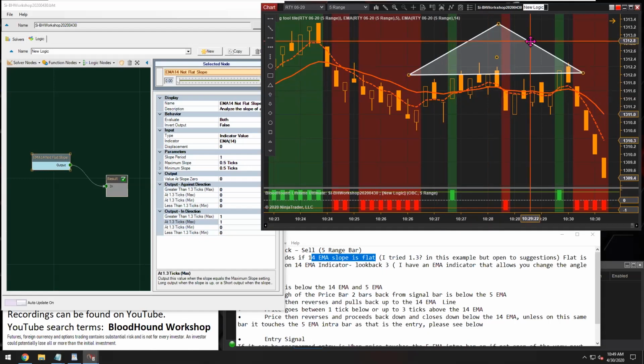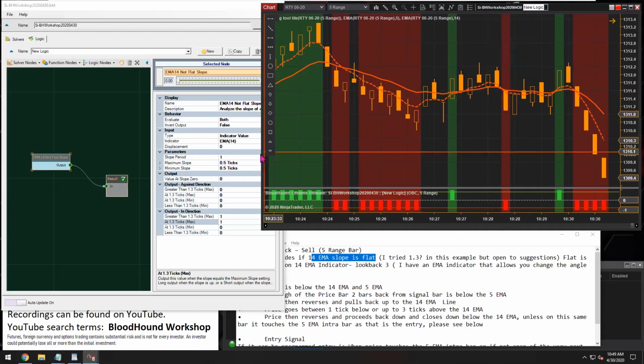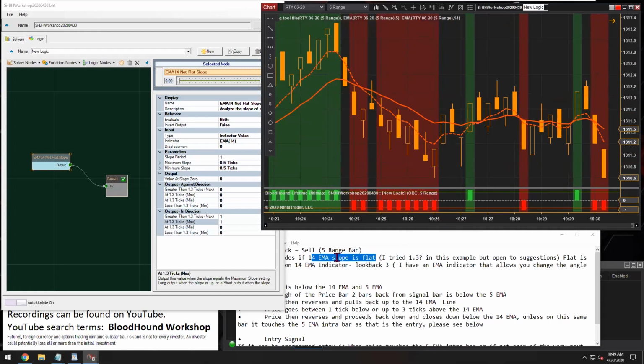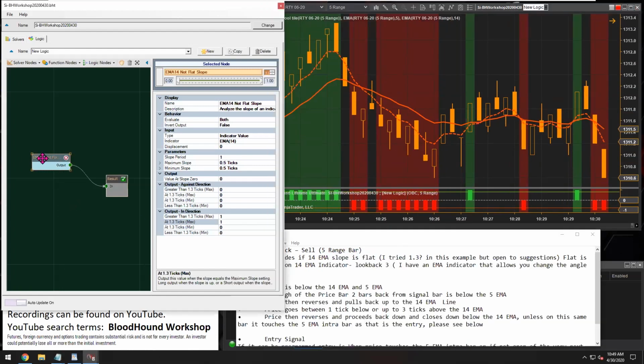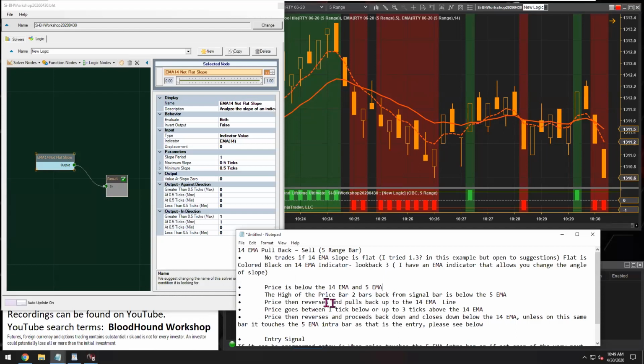All right, so there we go. We'll just leave it at 0.5 for now. Simply put, we're finding an EMA that is not flat. So, all right, let's move on to our sell signals here.